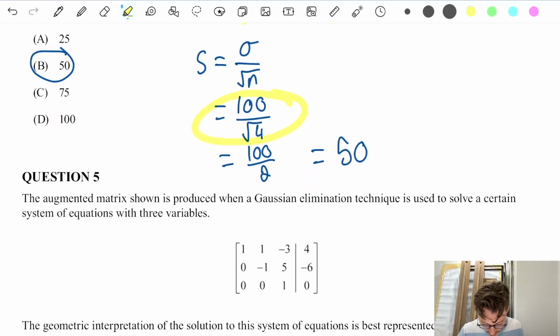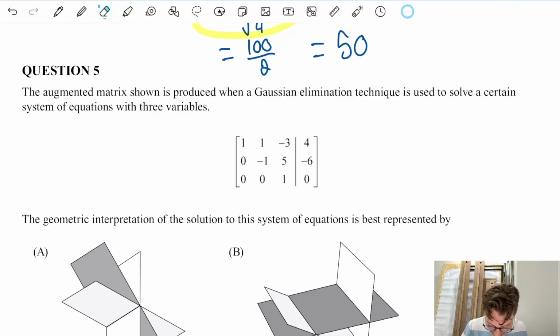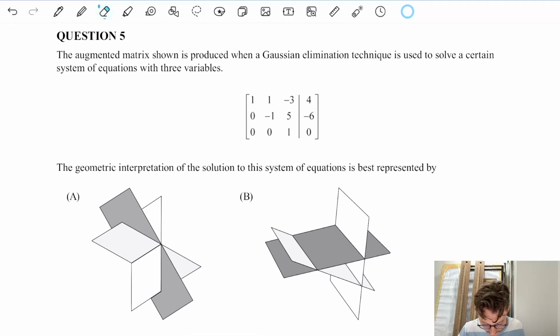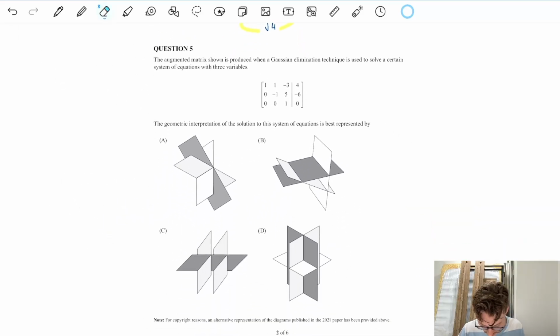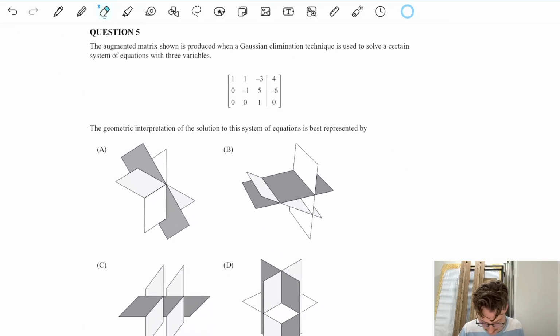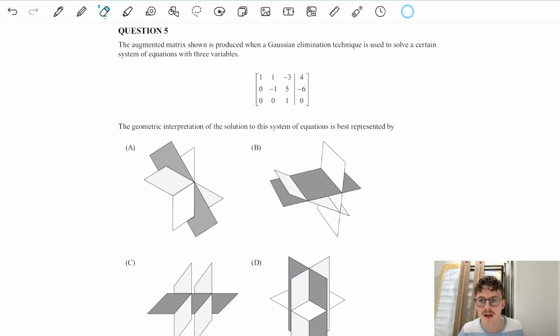So we come down here to question 5. Again, I'm going to get rid of this part here. I'm going to zoom in a little bit. Okay, here we go. So, I've got a geometric interpretation. The augmented matrix shown is produced when a Gaussian elimination technique is used to solve a certain system of equations with 3 variables. The geometric interpretation of the solution to this system of equations is best represented by.